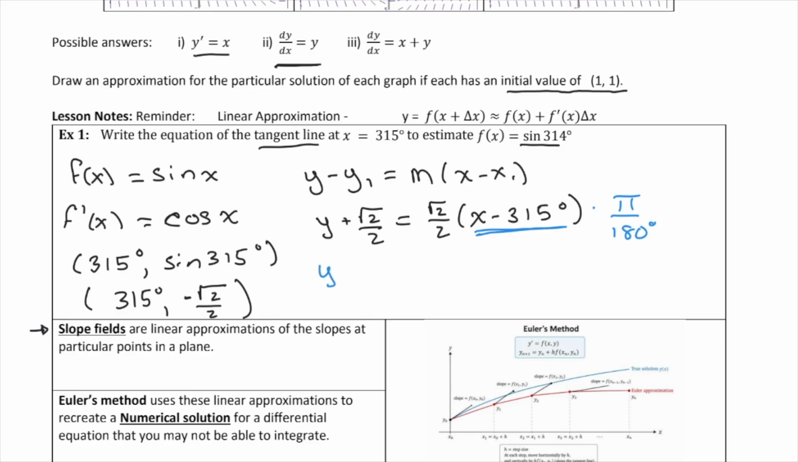We then know that y is going to be equal to negative root 2 over 2 plus our root 2 over 2. Substitute in your x value that we were actually interested in, our 314 degrees minus 315 degrees multiplied by pi over 180. Now, if this were an AP exam, you could leave your answer just like that. However, if we're going to round to 3 decimals, the final answer that we should get is negative 1.414. So if we can write the equation of a tangent line, we can estimate our y values.